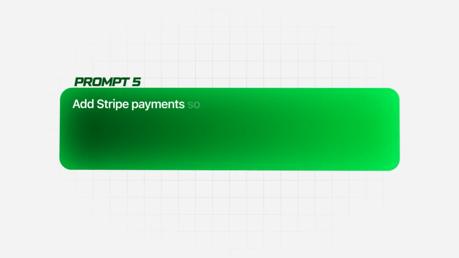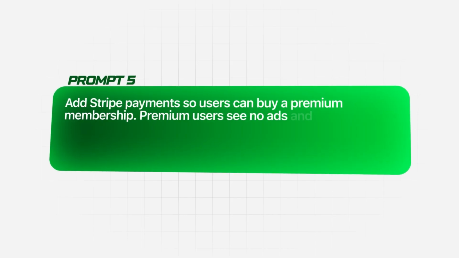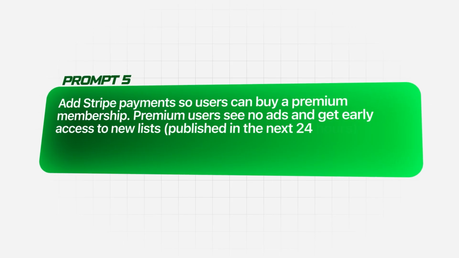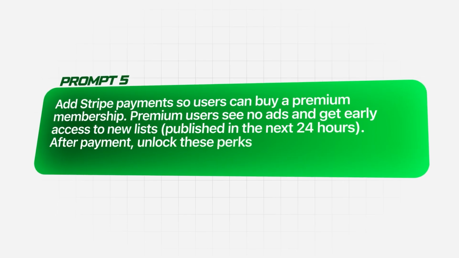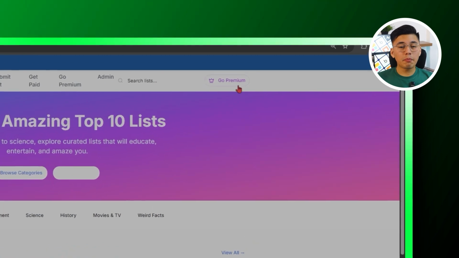Add Stripe payments so users can buy a premium membership. Premium users see no ads and get early access to new lists published in the next 24 hours. After payment, unlock these perks on their device/browser automatically. Add a premium badge.